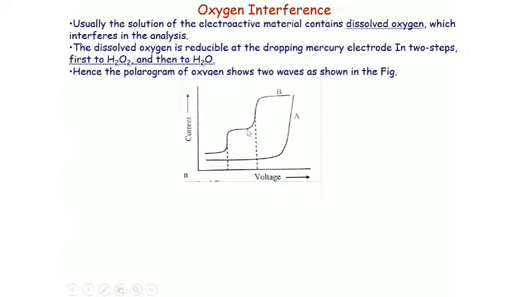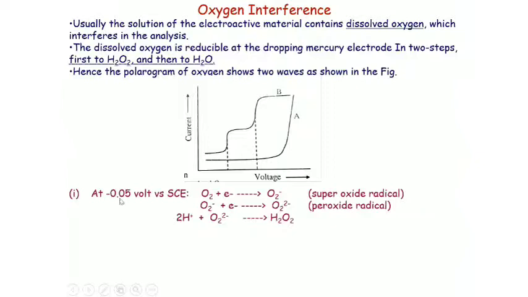At a voltage of -0.05 V, the dissolved oxygen present in the solution gets reduced to form the O2 minus ion, that is the superoxide radical. Then this superoxide radical accepts one more electron and gets reduced again to form the peroxide ion. Then the peroxide ion combines with two H plus ions to form H2O2. Again, reduction takes place, and at -0.9 volt, H2O2 plus 2 electrons forms two H2O.